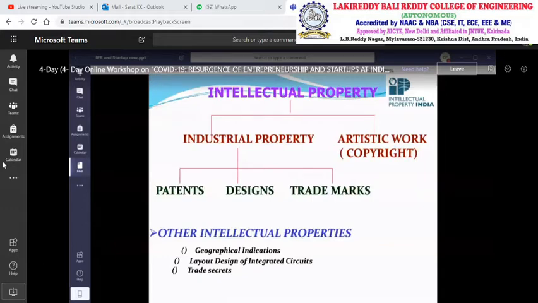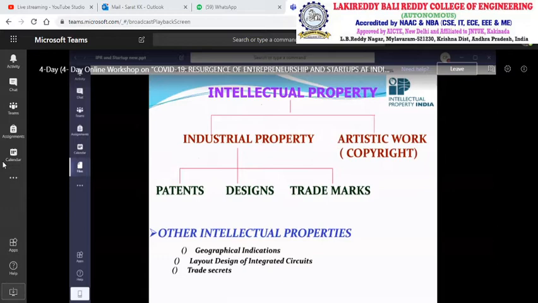So what is a patent? Suppose a student who is working in a laboratory has developed a technology related to a mobile phone, let's say a cell phone. Suppose he wants to protect that technology, then he has to get a patent on that particular technology. So that covers the patent aspect.